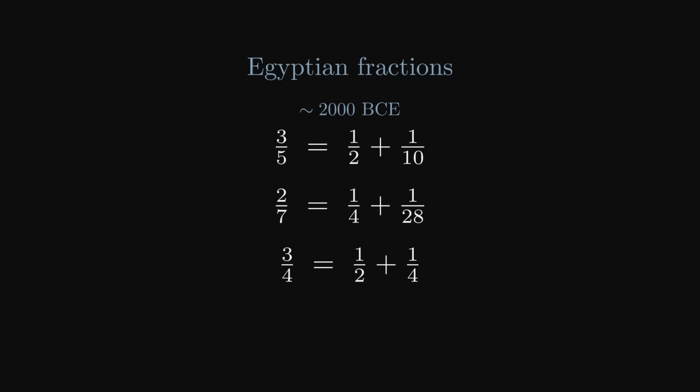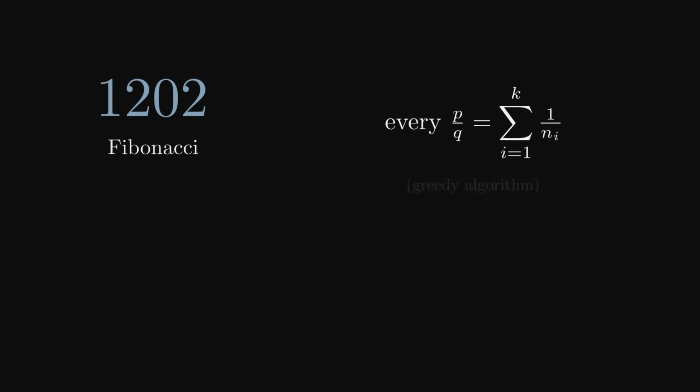Every positive rational number less than 1 can be written as a sum of distinct unit fractions. This is called the Egyptian fraction theorem, and Fibonacci proved it in 1202 using a greedy algorithm. Take the biggest unit fraction smaller than or equal to your target. Subtract, repeat. So we already know every fraction can be decomposed.